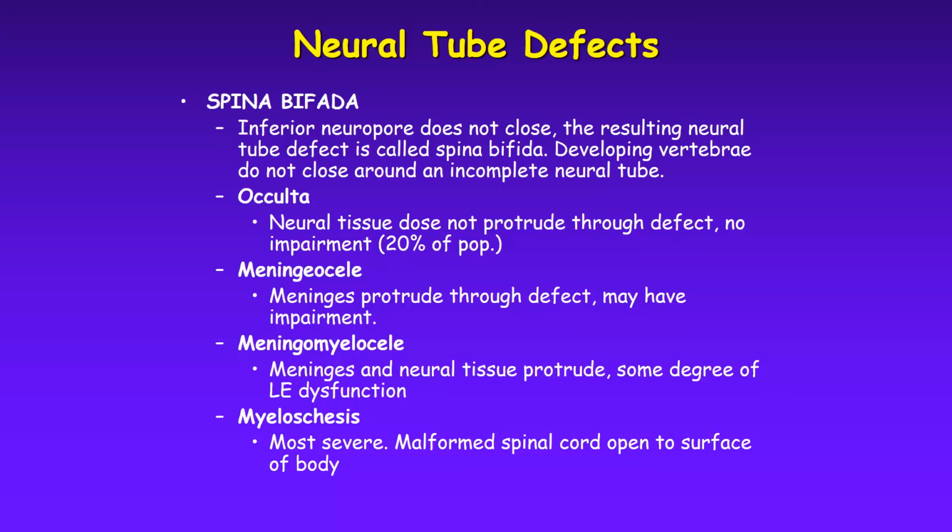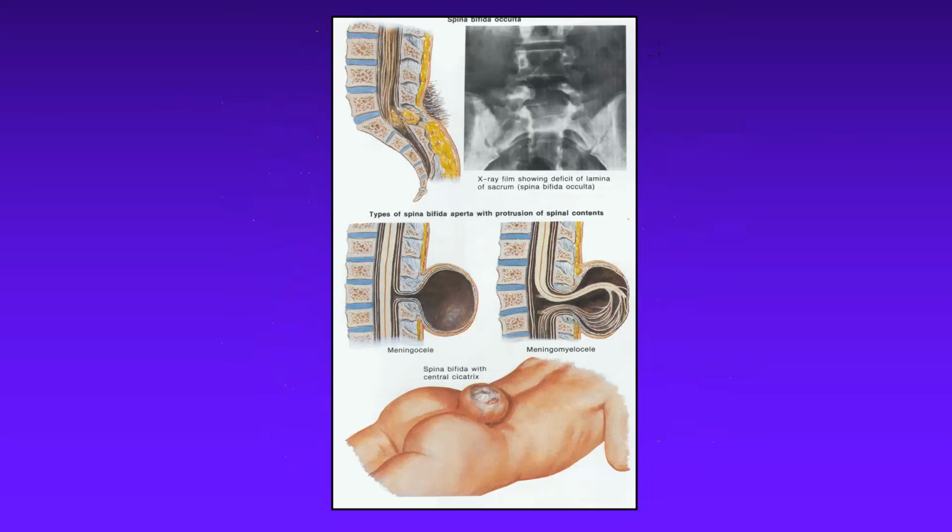Then the most severe, kind of like anencephaly on the cerebral or rostral side of things, is called myeloschisis. Schisis means it's open, where they actually have the spinal cord never closing, the skin doesn't even close, and they've got this exposed spinal cord tissue at the caudal end of the spinal cord.